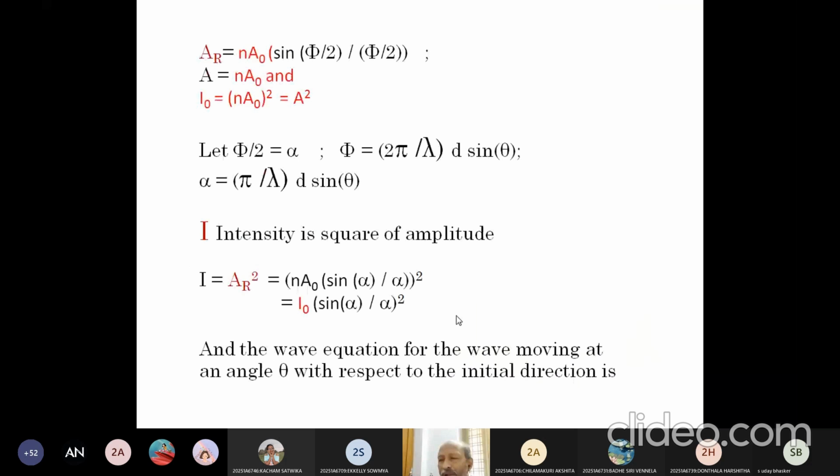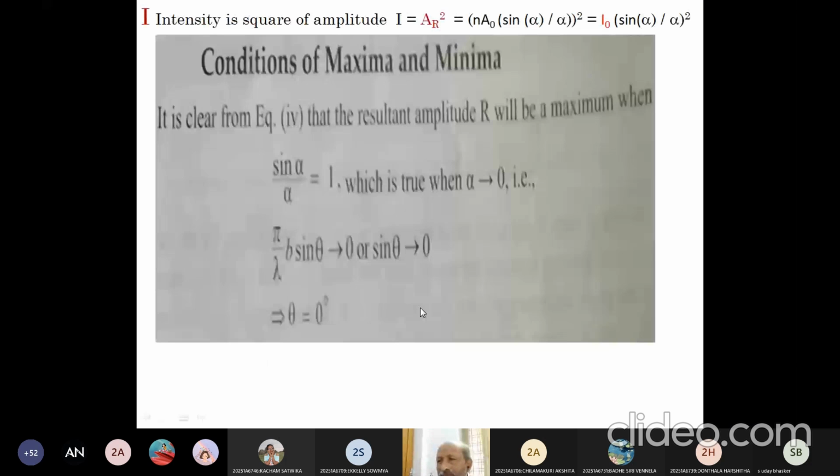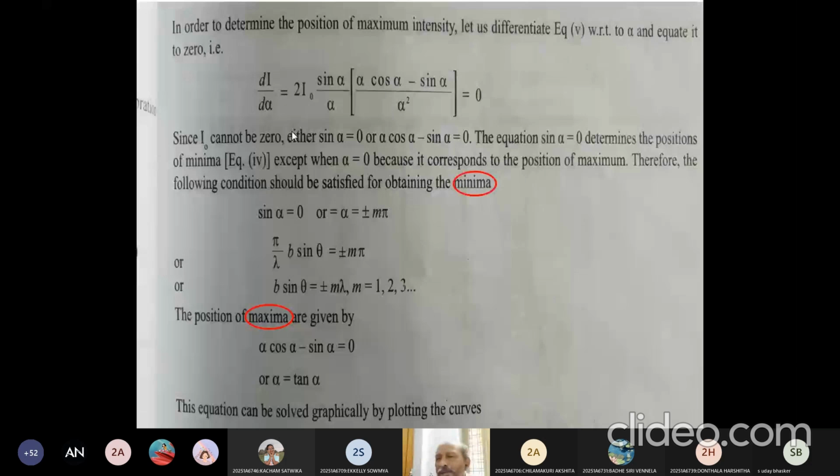From this expression, I is equal to I naught sin alpha by alpha whole square, what you can do is directly come to this one. To get minimas and maximas, you differentiate I with respect to alpha and equate it to 0. This expression will be 0 when alpha is equal to 0, so when alpha is equal to 0, we'll get principal maxima. And again, this expression is 0 when alpha is equal to plus or minus m pi, and this is the expression when you get minimas.